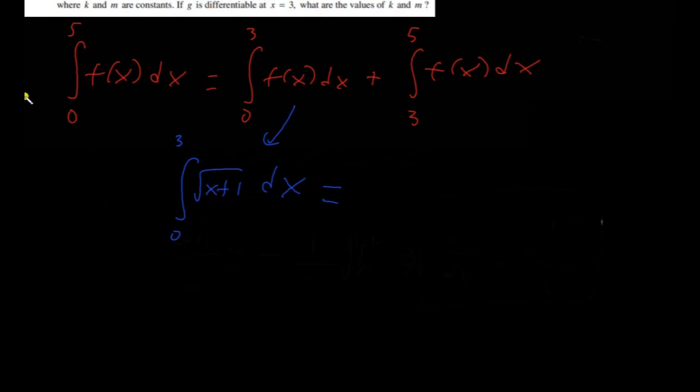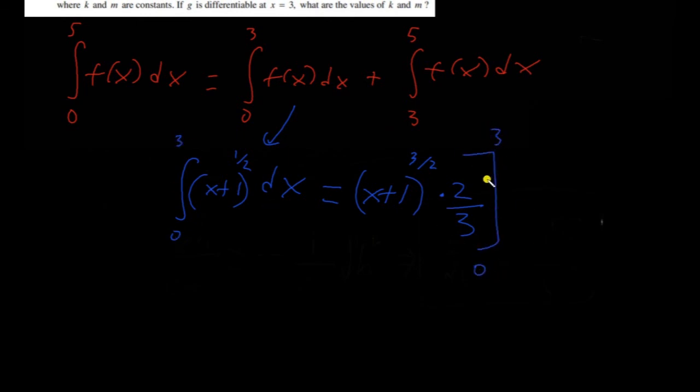Let me rewrite the square root as a 1/2 power, because when you're dealing with integrals and messing with the exponents, it's nice to have it in the fractional form. So we add 1 to this and multiply by the reciprocal. So that's x plus 1 to the 3 halves, right? Because 1/2 plus 1 is 3 halves. And we multiply by the reciprocal, so times 2/3, right? And remember, we're still going from 0 to 3.